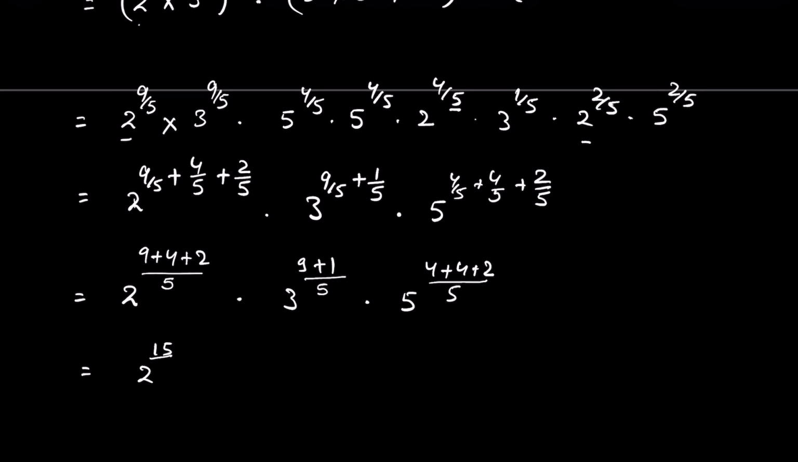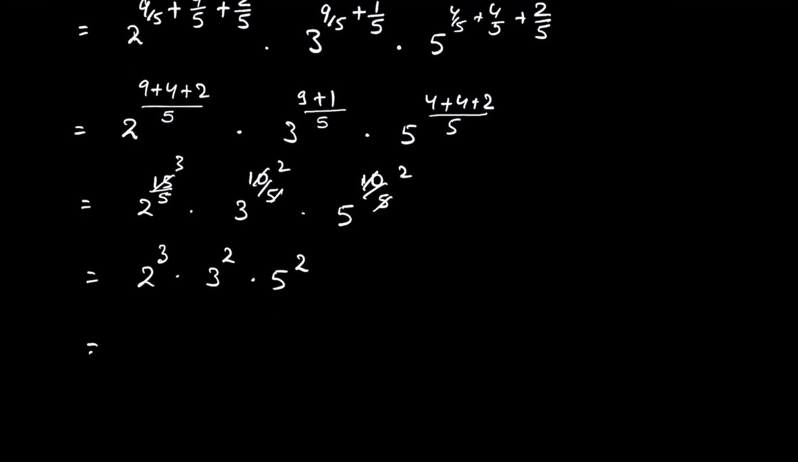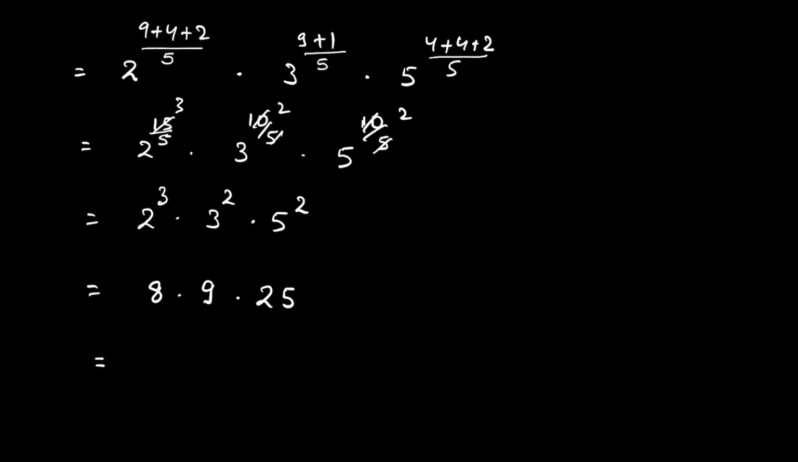So this is 2 raised to the power 15 upon 5 times 3 raised to the power 10 upon 5 times 5 raised to the power 10 upon 5. Now this will be divided. So 15 by 5 is 3, 10 by 5 is 2 and 10 by 5 is 2. So this is 2 raised to the power 3, 3 raised to the power 2 and 5 raised to the power 2. So 2 raised to the power 3 is 8, 3 raised to the power 2 is 9 and 5 raised to the power 2 is 25. So 25 times 8 times 9 will be 1800. So this is our answer.